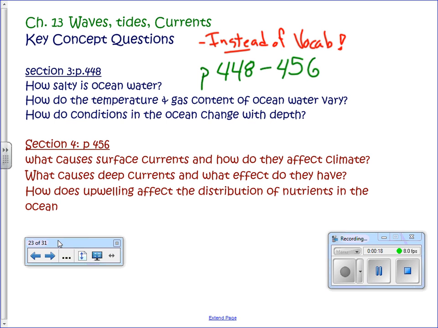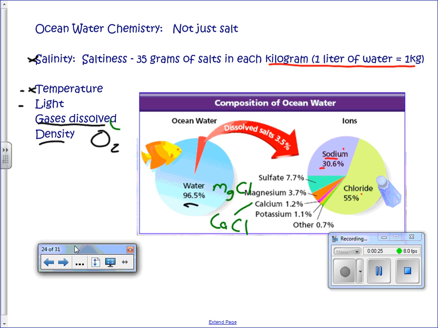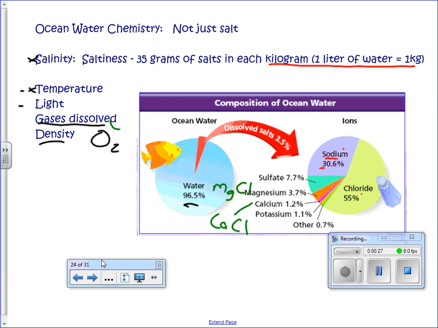These are the key concept questions. Again, doing all the vocab is really way more information than you need. Key concept questions will be a little bit better way to focus yourself. So the first question is, how salty is the ocean? Now, most of you probably at some point have gotten a mouthful of ocean water. Yeah? So the answer is, it's really salty, kind of nasty. Dehydrate you if you drink ocean water.